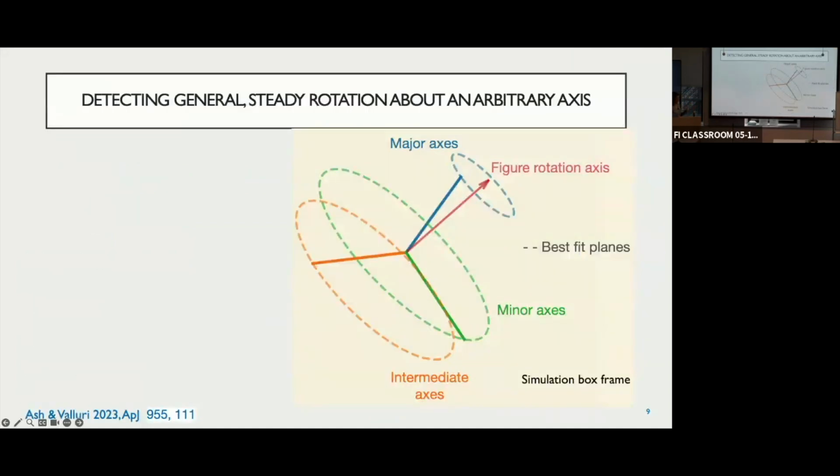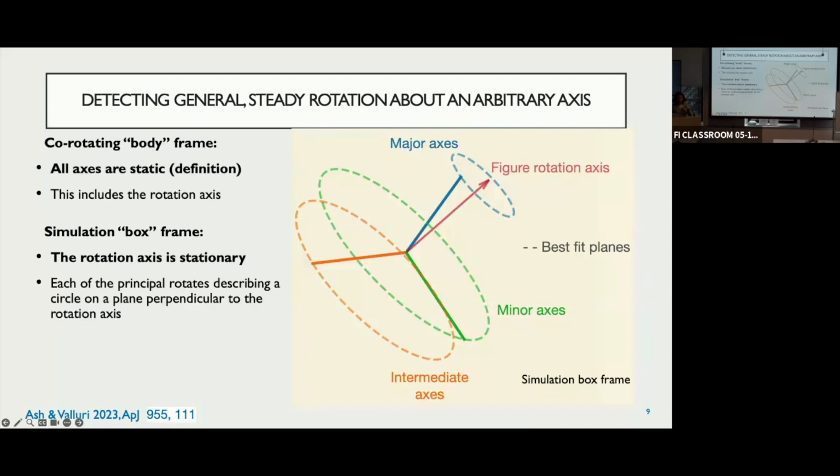So the other thing we wanted to do was to find a method to measure this figure rotation about an arbitrary axis. And it turns out that if you have something with 3 principal axes, which is rotating about a third axis, each of those principal axes will describe a circle. So this is some minor axis, or the major, whatever. These different axes will describe a circle. And each of those circles is perpendicular to the rotation axis.